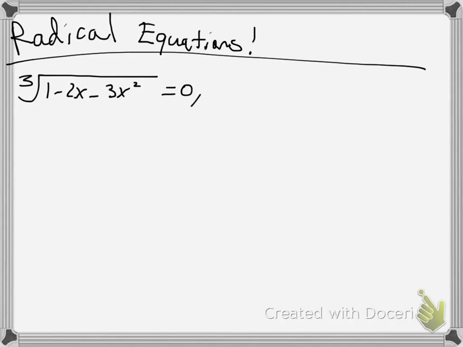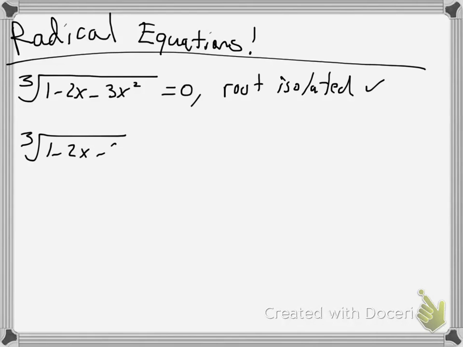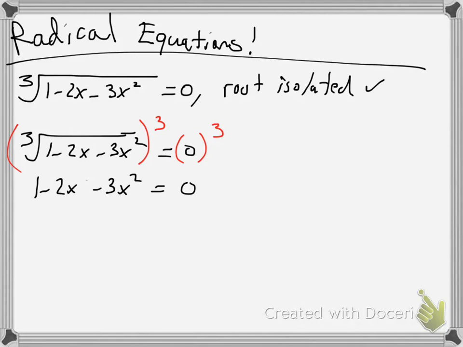I think we mostly do cube and square roots, mostly square roots. In this particular example, we have a cube root. So what we're going to do is cube both sides, and I mentioned that the root is isolated, so that's good. The cube and the cube root undo each other. And the nice thing is 0 cubed is 0.